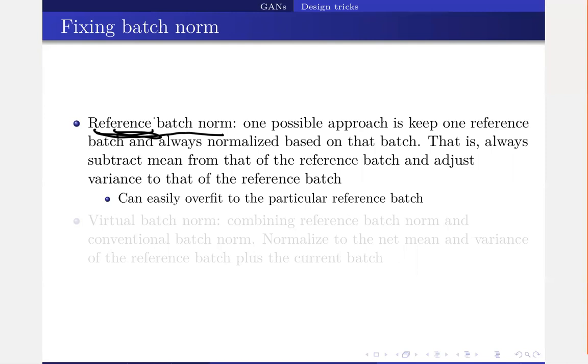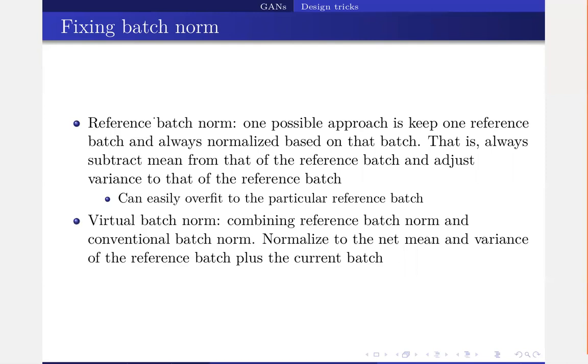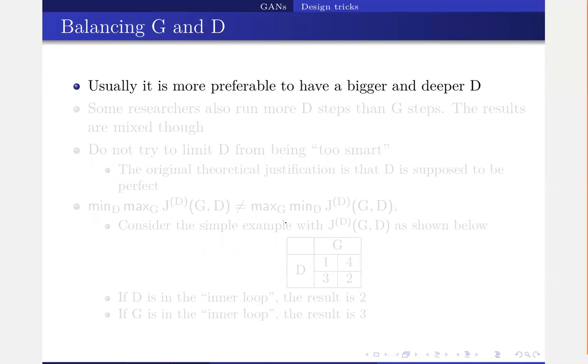So another possible solution is a trade-off, an intermediate step. We keep a reference batch, but at the same time we combine this reference batch with the current batch. We call this virtual batch norm. The statistics are computed over the combined batch, so that fixes the artifact from batch norm.